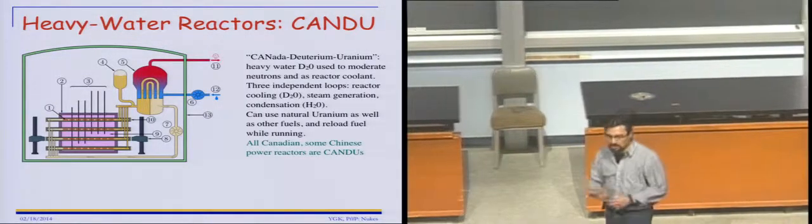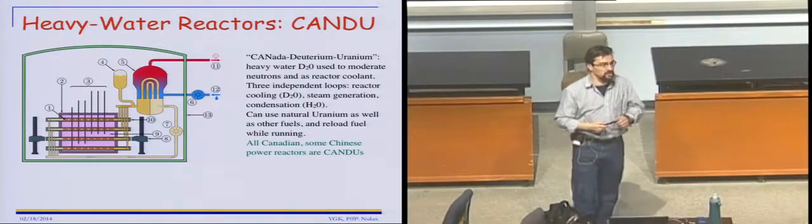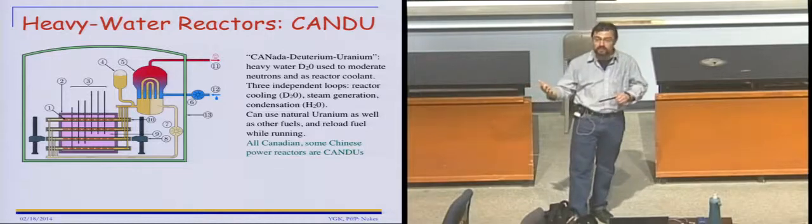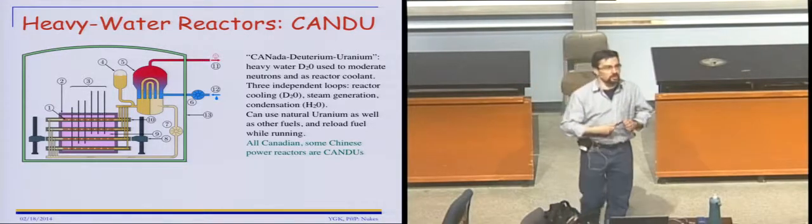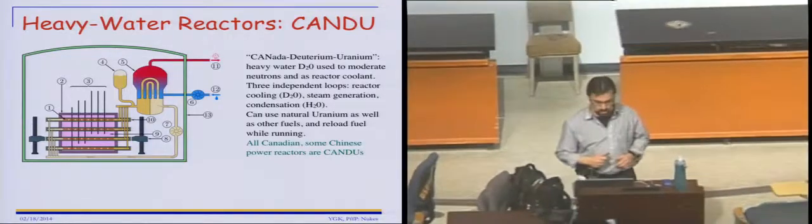Canadians started building these reactors relatively soon after the war. They did not have enrichment facilities at the time. They didn't have a nuclear weapons program. And so they built this reactor so that they could operate with normal levels of enrichment.